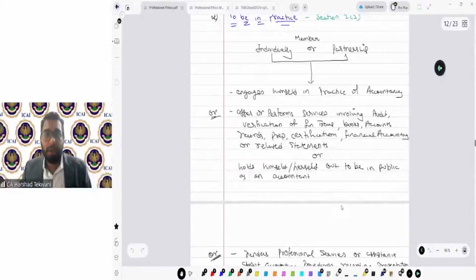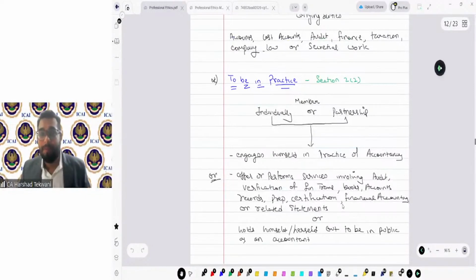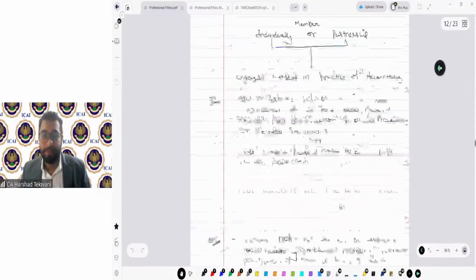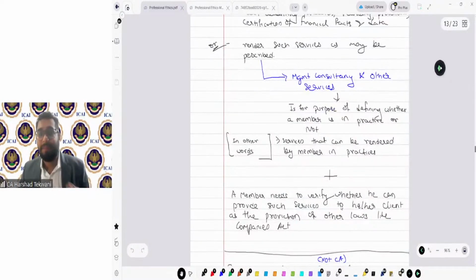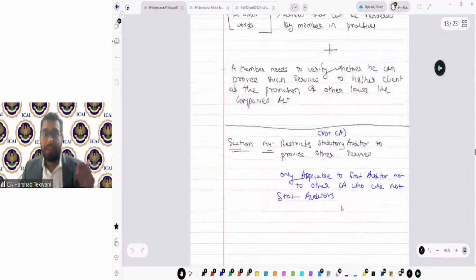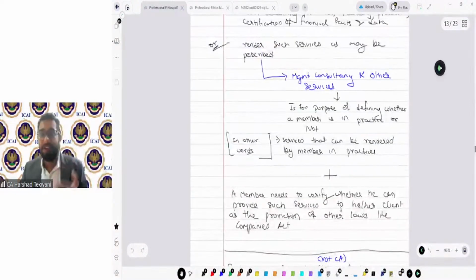Then we discussed deemed to be in practice, the concept and the definition of deemed to be in practice. That is Section 2.2 of the Act. We then discussed management consultancy and other services. We went through the whole list. We understood the difference between Section 2.2 of the Act and how it is different from Section 144 of the Companies Act.